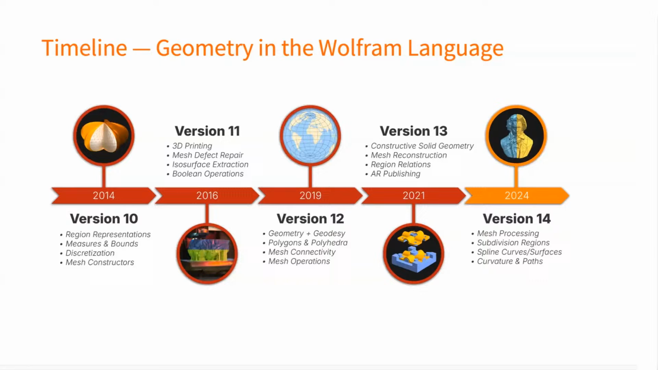This allows us to do things like calculate the distances between cities or the area of countries, all on the surface of the Earth. In version 13, we saw the introduction of a new way to represent regions through constructive solid geometry, or CSG for short. This allowed us to optimize the process of modeling with Boolean operations common in many CAD applications. And lastly, we have the current version of 14. This added functionality around mesh processing, subdivision regions, and even curvature and shortest paths. These will be the focus of today's talk.